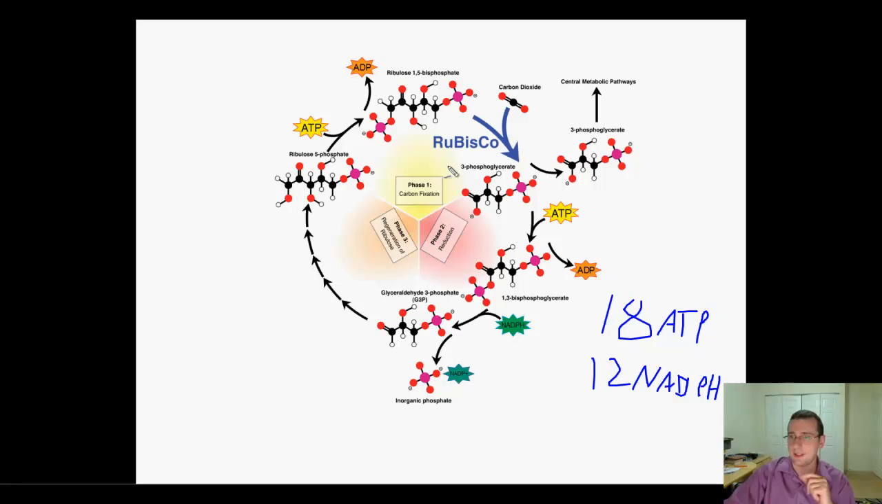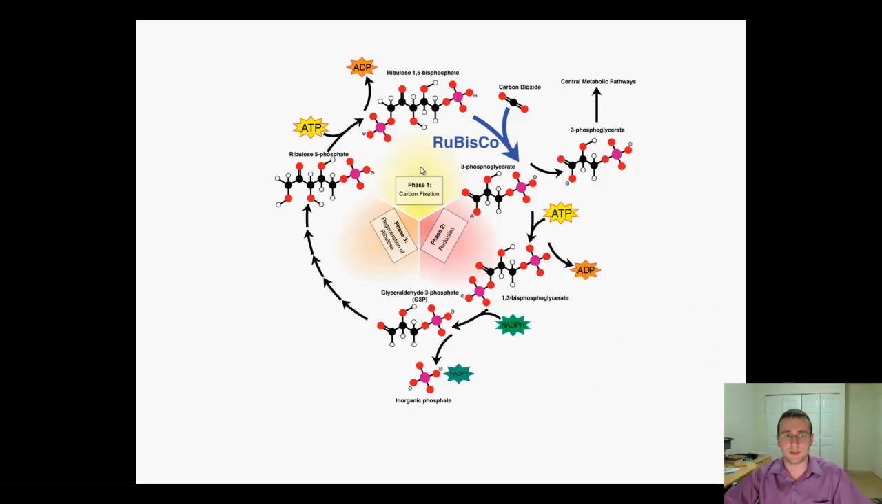Now notice that all of this is actually happening in 3 phases. Phase 1 is Rubisco connecting to carbon dioxide, which is carbon fixation. Phase 2 is the reduction and changes of that molecule to create the G3P. Phase 3 is rebuilding the Rubisco molecule out of 5 G3Ps. And the other G3P that's left you use to make macromolecules.